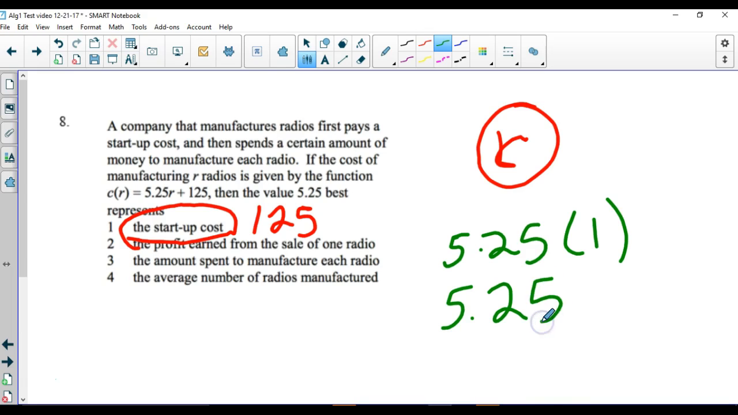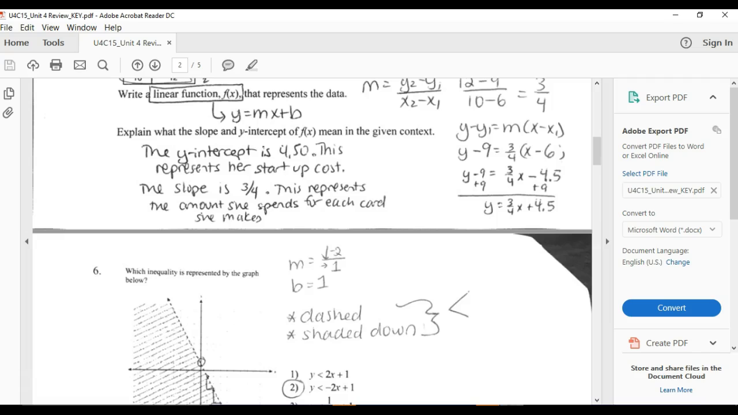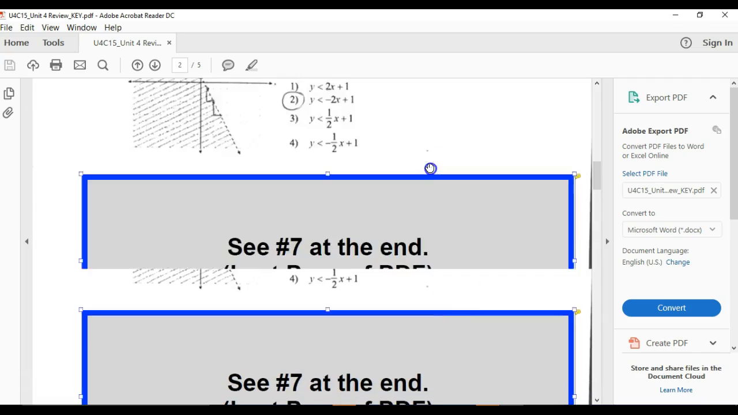Let's see. And it says the average number of radios manufactured. Well, we don't know. That's how many radios we have, so that's not it. So that's not it, and that's not it. So let's just talk about the profit earned or the amount spent. Okay? And we'll quickly go back to the answers so you can get a good understanding, okay?